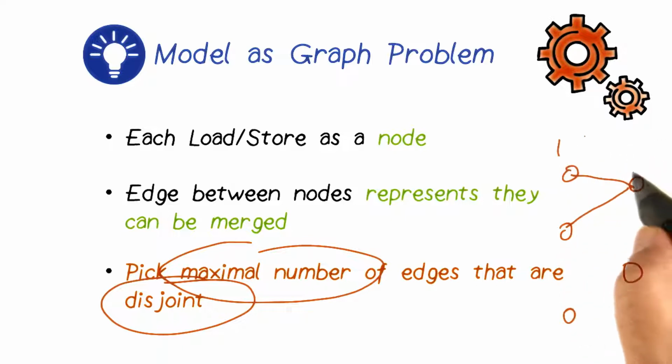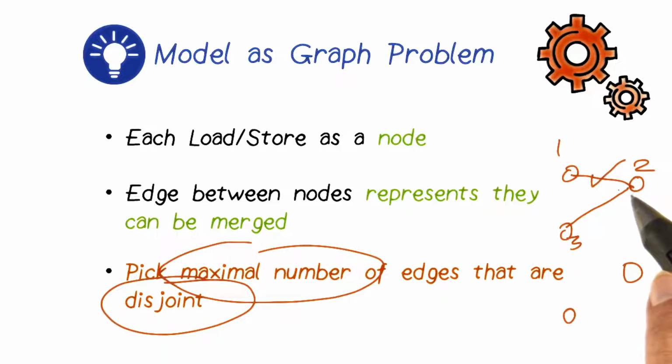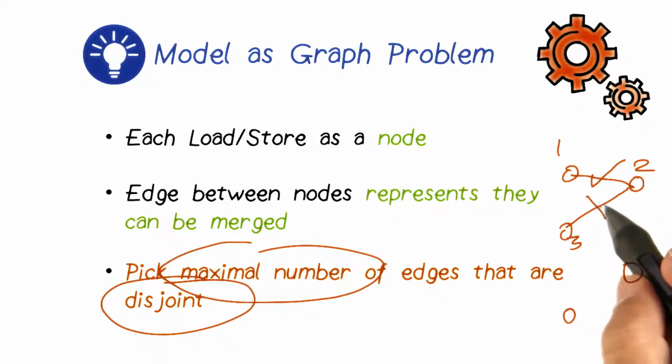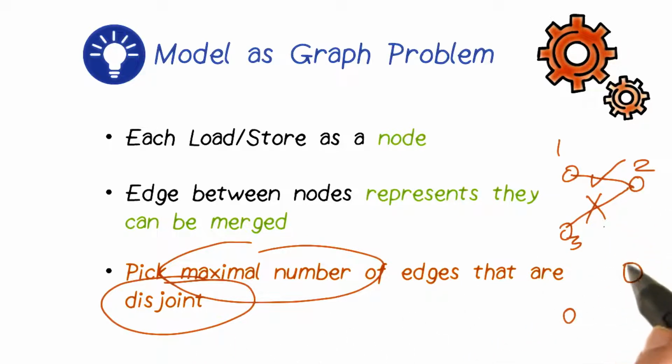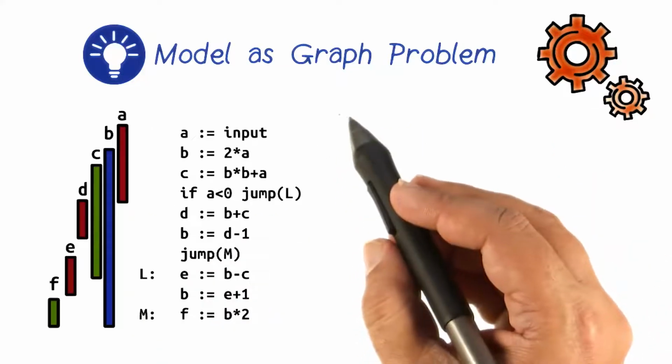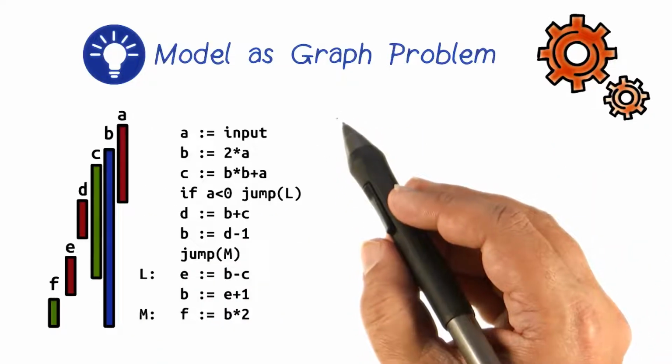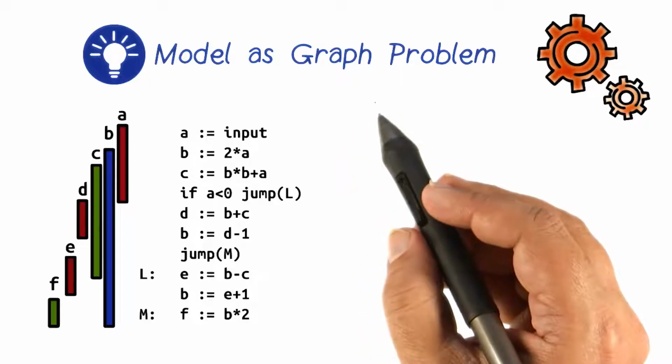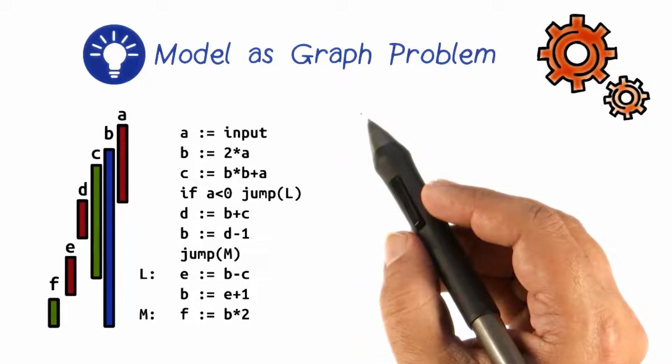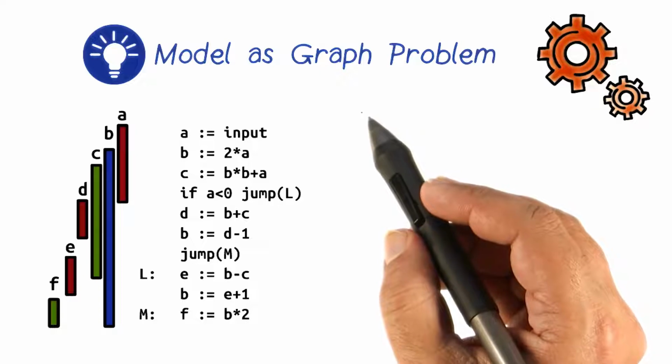Let's say 1 can be merged with 2, and so can 3 be merged with 2. If 1 and 2 are to be merged, it automatically means that we cannot merge 2 and 3. And that is why we must pick these edges which are disjoint. And our goal is to pick this in a maximal manner in this particular graph, which is a bipartite graph, by the way. Now, having seen both of these formulations, integer linear programming versus graph formulation, let us see why graph formulation is a bit more natural to use.